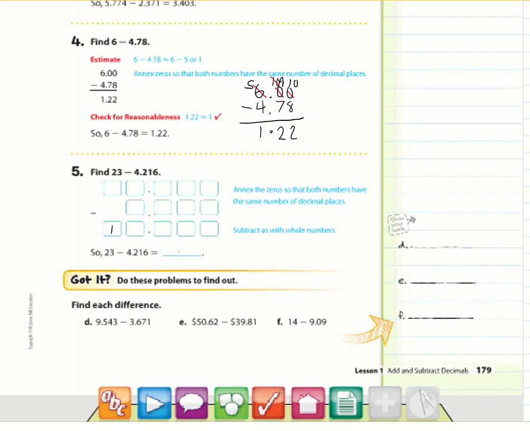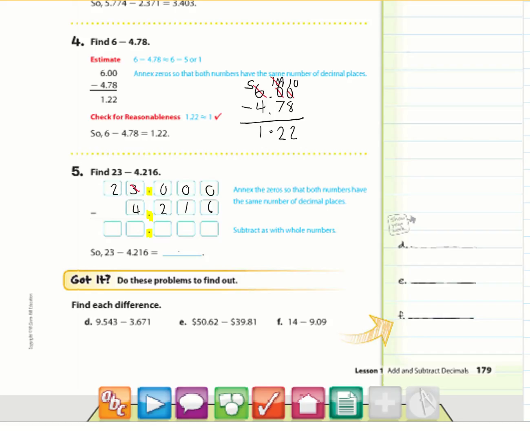In example 5, we're going to do the same thing. So we have 23 minus 4 and 216 thousandths. So just remember, our decimal places are lined up, and now we're going to line up all of our place values. So we have 23, and we're going to add 3 zeros as our placeholders. We have 4, and we're going to have 216 thousandths. So same concept as before. Zeros cannot borrow from other zeros.